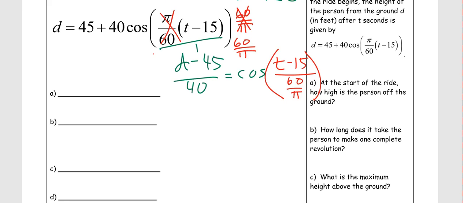4-8 notes go into the 4-8 section. 4-8, it's at the bottom. 4-8, trig. There you go. 4-8 blank notes. Yes, there you go.